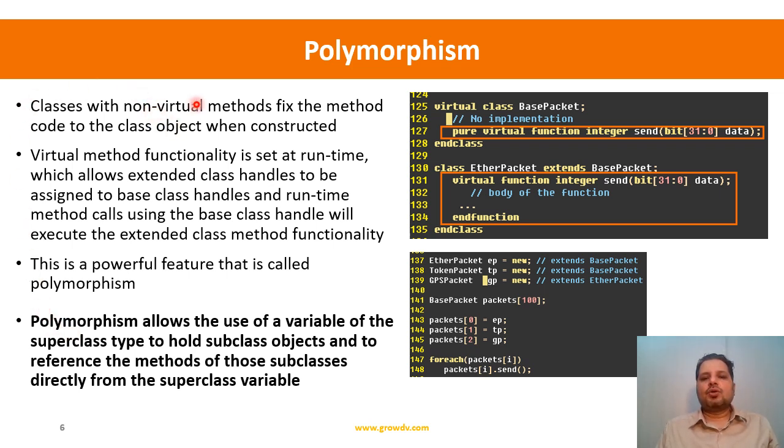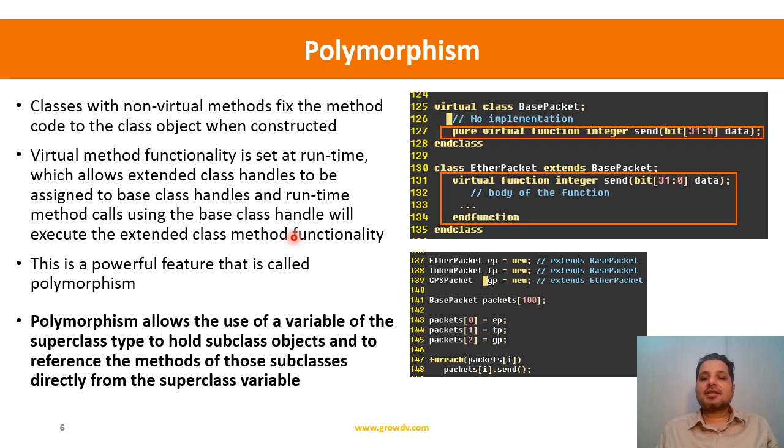But when you don't use virtual, which is non-virtual, the method code that you write gets fixed to the class object. So only when you create a handle of that type can you access the functionality. Whereas when you use a virtual method, you are binding the functionality at runtime. You are not providing it immediately, and hence it becomes very powerful, because you are able to access it with the base class handle.